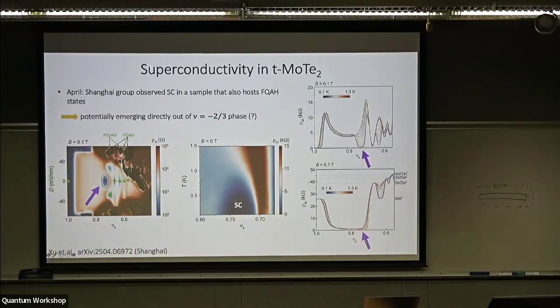So, is it possible that you have superconductivity emerging, perhaps directly out of the 2/3 state. And of course, we just heard about an entirely different platform where these types of things could be realized as well. So it's very exciting.